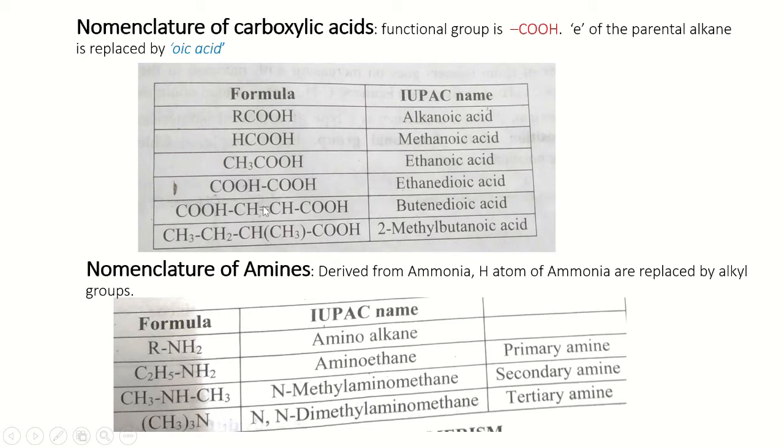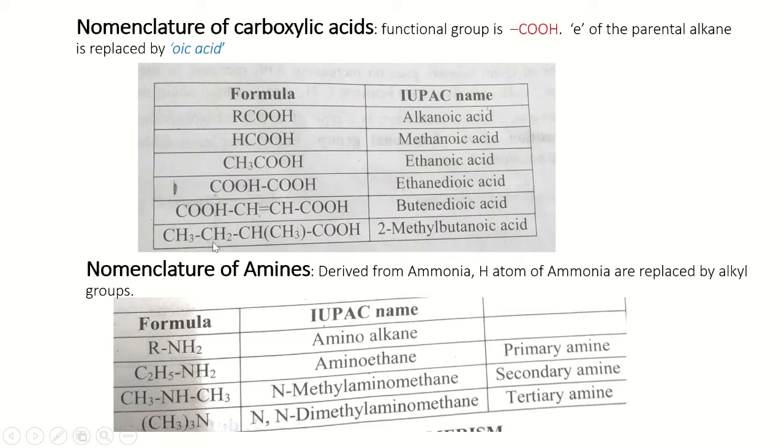But here you can see a double bond, that is an alkene. So how do we name? We should include that in the name as well. So butene dioic acid. That is the way how we name this acid.